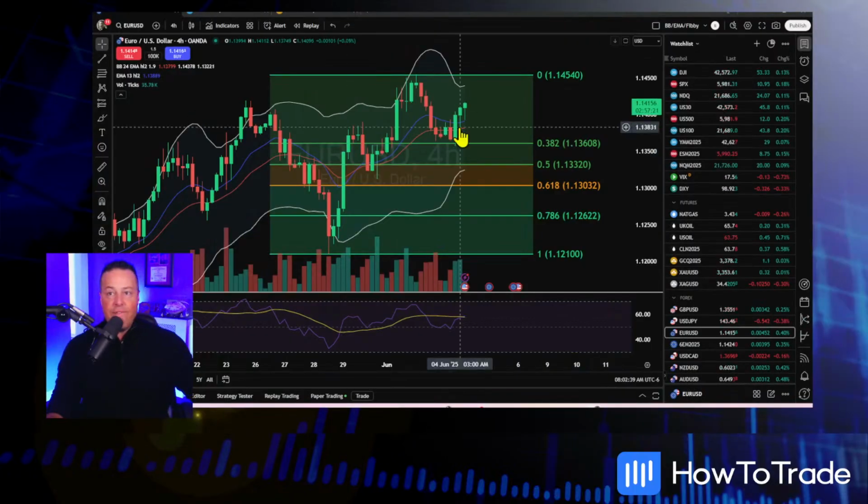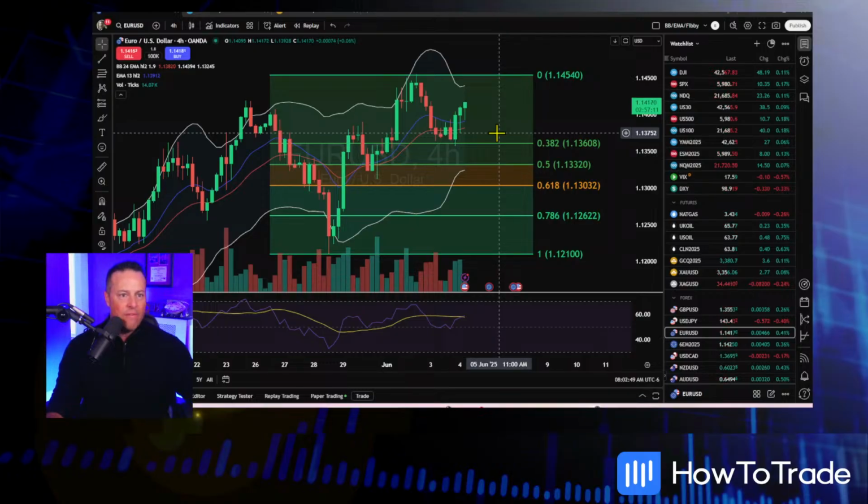You can see right here, 4-hour Euro USD chart, really off of our downside support line right around 113.60. We've rallied up to right around 114.16, and I believe our take profit was 114.19, and it looks like we're going to hit it right now.